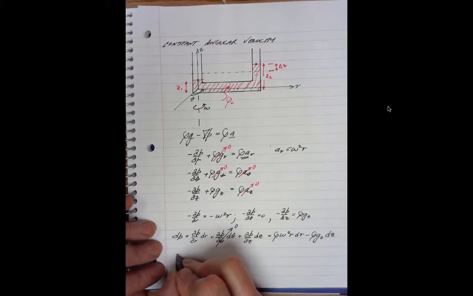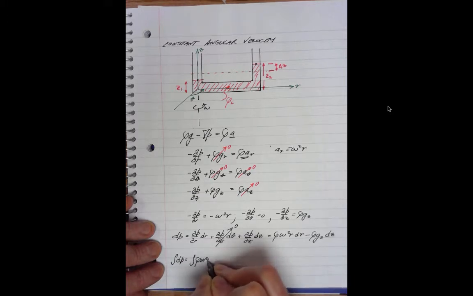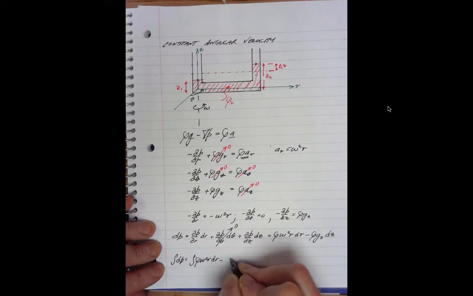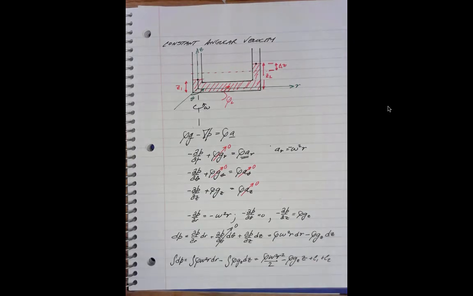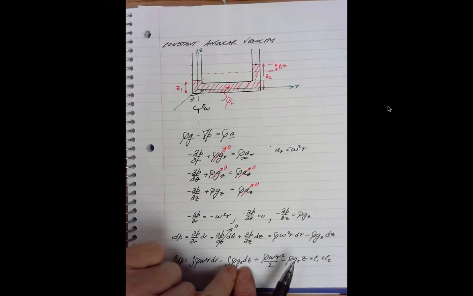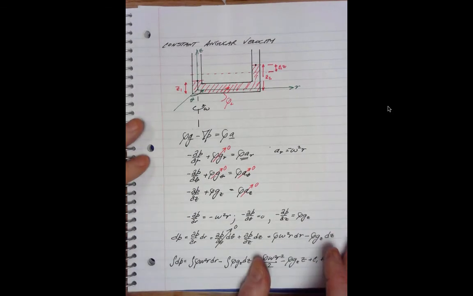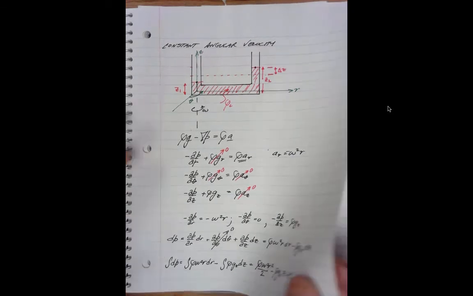So if we integrate, we have the integral of dp equals the integral of rho omega squared r dr minus the integral of rho g sub z dz, which equals rho omega squared r squared over 2 minus rho g sub z times z plus c1 plus c2. Two constants of integration, a constant from that, a constant from that. They actually can be bundled together. Probably should be. We'll now find the constants of integration from known pressures on the liquid surface.